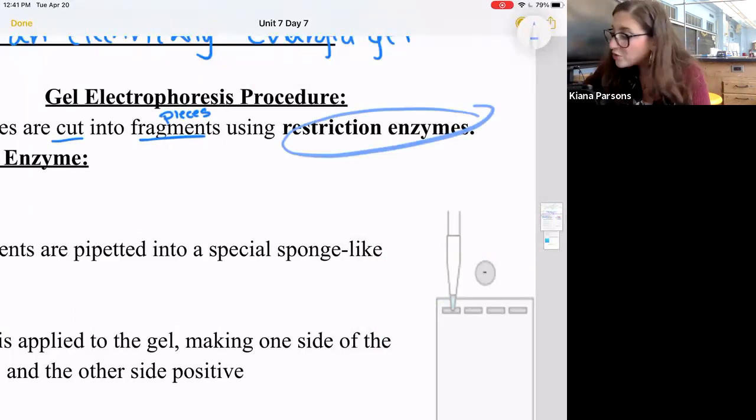So I'm going to draw a little scissor here, although shout out to Tiffany in period 7 who told me my little scissors looks like a butterfly.